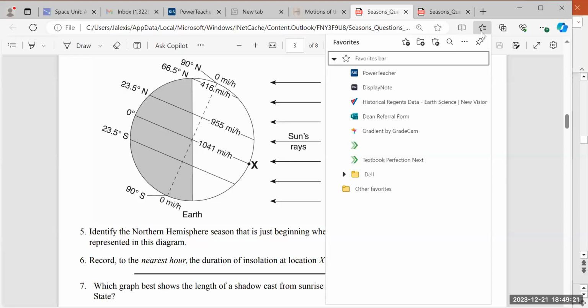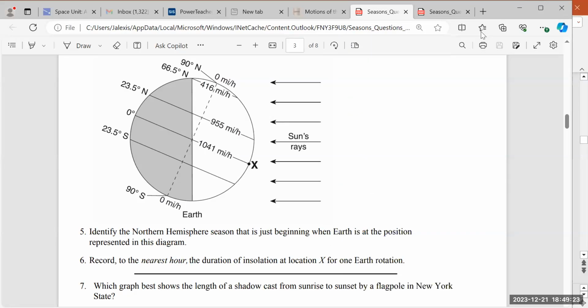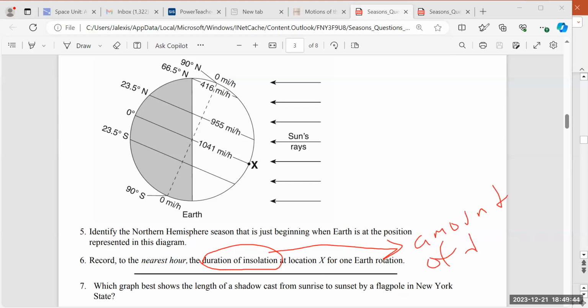All right, number six. It says, record to the nearest hour the duration of insolation at location X for one Earth rotation. Now I know this word, right? These words, duration of insolation, I know that is a mouthful. All that means is the amount of daylight hours. That's all that means, the amount of daylight hours.